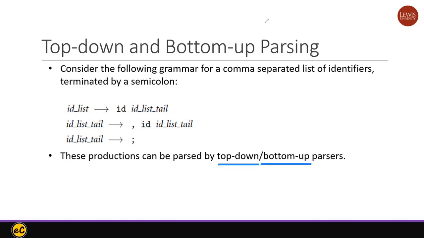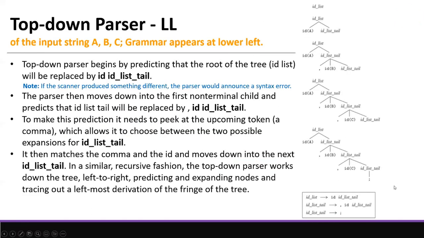Okay, so let's see how it works. This is a set of grammar, and if we use an LL parser, ID list is an ID with an ID list tail, and ID list tail is a comma, ID with an ID list tail. So something like this generates the whole sentence A, comma B, comma C, semicolon, parsed in this way. A top-down parser begins by predicting the root of the tree, and replaces it with ID and ID list tail. So this is how top-down parsing is performed.